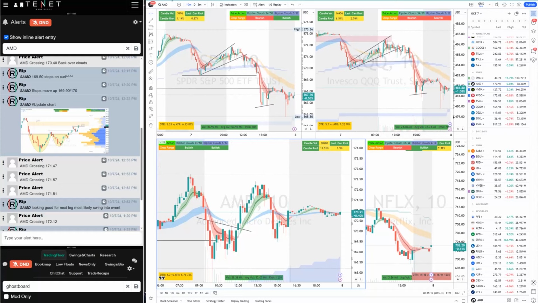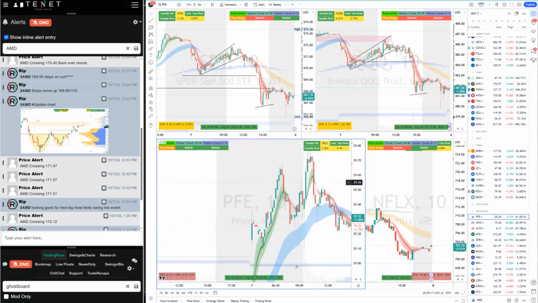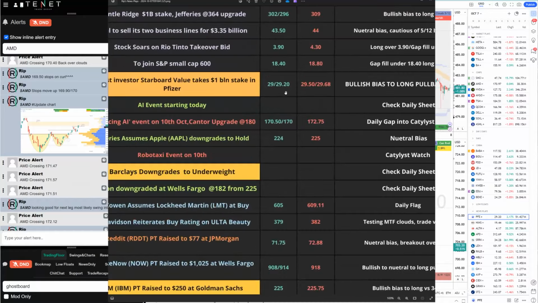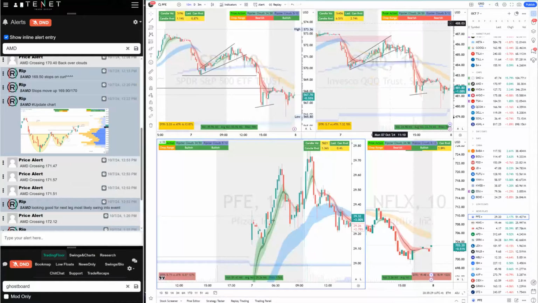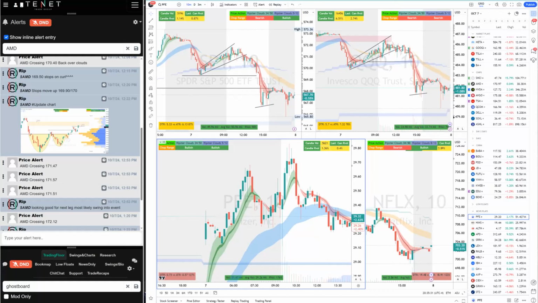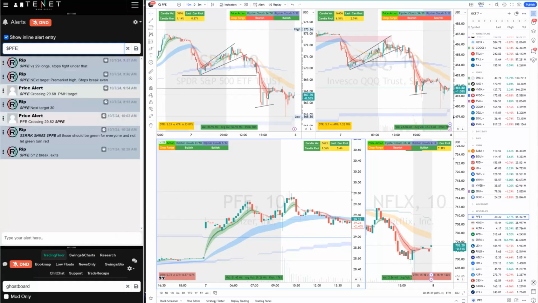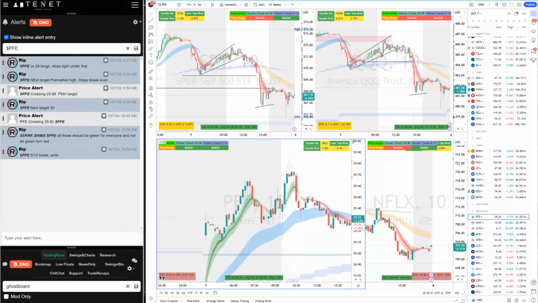So the next one we're going to discuss is Pfizer. I'm going to go through these next ones pretty fast. So Pfizer was on our game plan today. Let's look at the game plan. Pfizer: activist investor invests $1 billion in Pfizer, bullish bias to long the pullbacks versus MTF. So I gave this plan in the pre-market. You can see the levels. And as soon as I saw that it's holding the cloud pullback, you can see that repeatable setup. That's a long right there. And that's what I told everyone: Pfizer long versus 29s. So you're risking what, right?